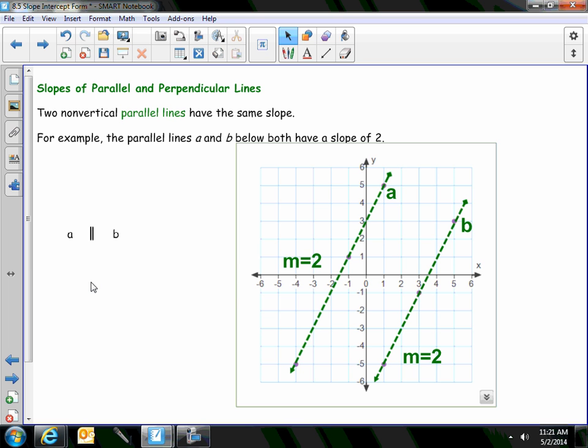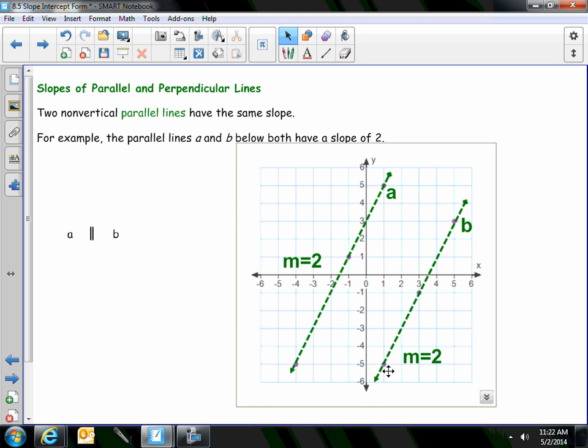Now, in slopes of parallel and perpendicular lines, two non-vertical parallel lines have the same slope. For example, parallel lines A and B both have a slope of 2. So you indicate that as A is parallel to B. If you were to take any point on A to determine what the slope is, we rose 2, ran 1. We rose 2, we ran 1. This is a positive slope of 2.